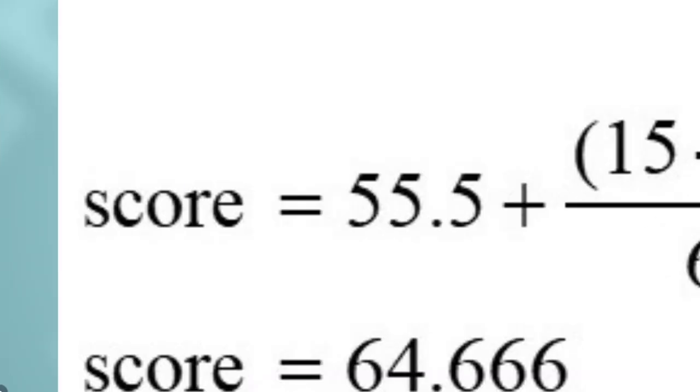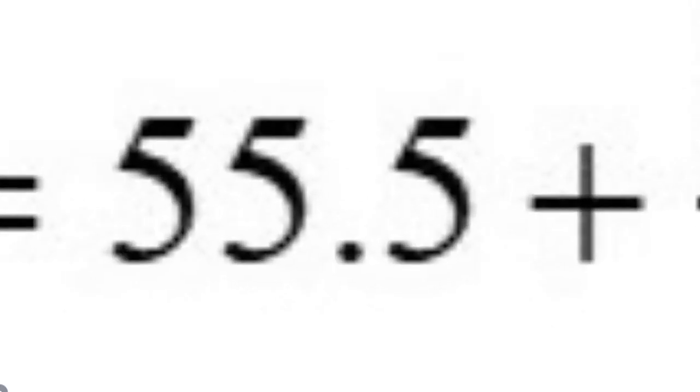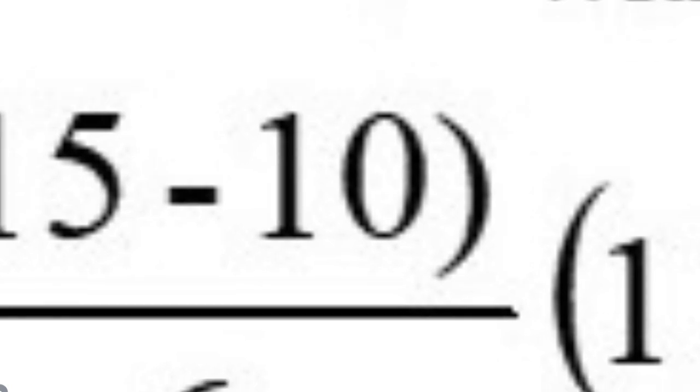So going down the CF column, we find that the 15th person falls in the 56 to 66 interval. The LRL, or lower real limit, of the interval is 55.5. We put this number in the formula. With a score of 12 to 55.5, there are 10 subjects. That is the CF below. 6 people actually have scored in the 56 to 66 interval, that is F within.